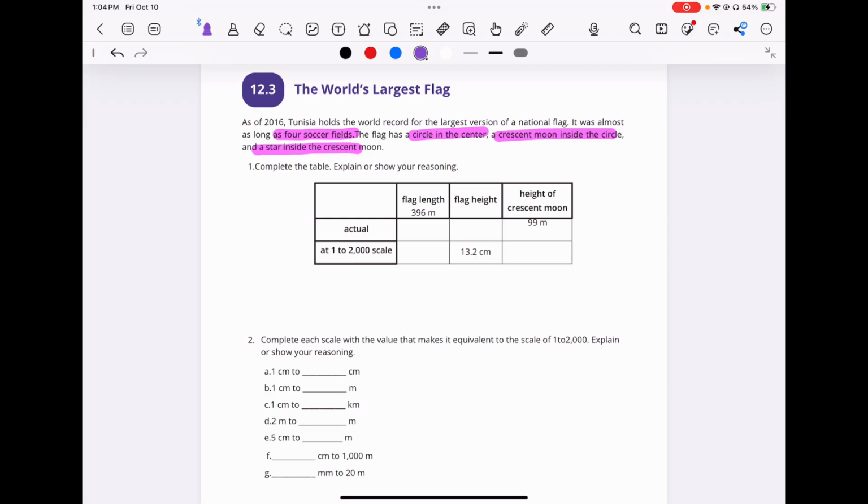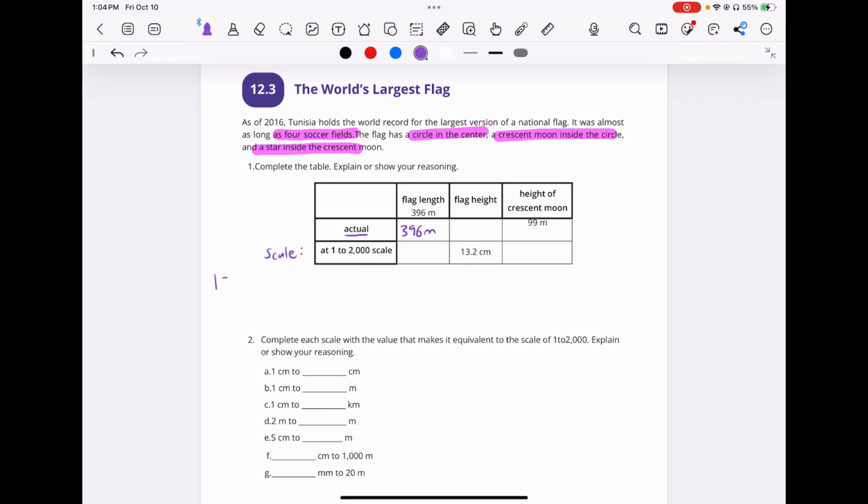We're going to complete the table. So here we have the actual length is 396 meters. The flag height, we don't know the actual, and the crescent moon is 99 meters. Now here we have the scale of this flag, which is 1 to 2,000. We don't know the scale length or the scale height of the crescent moon, but we know that the scale of the height is 13.2 centimeters.